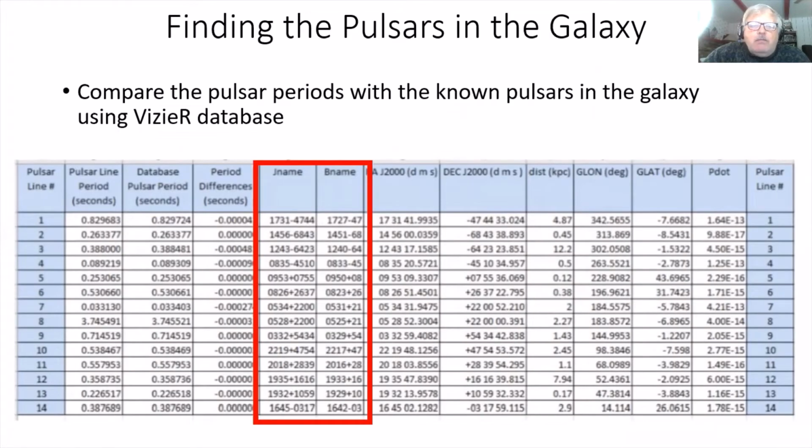Then you have to basically do a search on their website and ask, what are the different pulsars? What are their known pulsar periods? And then compare them with what you've got. Once you've determined which pulsars they are, you can come up with their right ascension and declination, their approximate distance from the sun using the database, and their longitude and latitude in galactic coordinates. Another important thing is the P dot, which is basically the decay, the spin-down rate of the pulsar, and that's important later on.